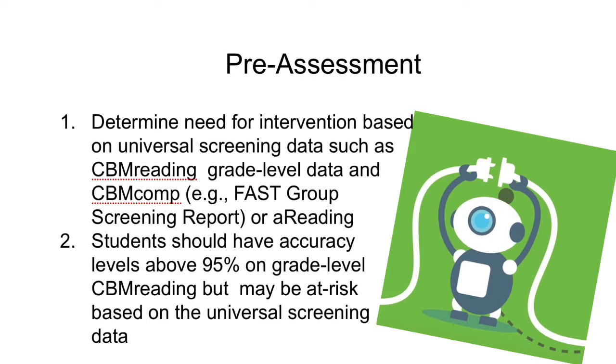The pre-assessment for this intervention includes determining the need for intervention based on universal screening data such as CBM reading grade level data and CBM comp. For example, FAST Group Screening Report, or aReading. Secondly, students should have accuracy levels above 95% on grade level CBM reading, but may be at risk based on the universal screening data.